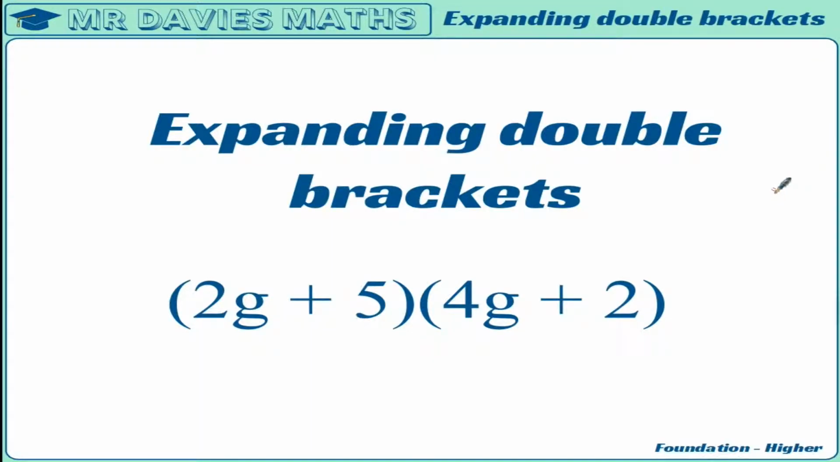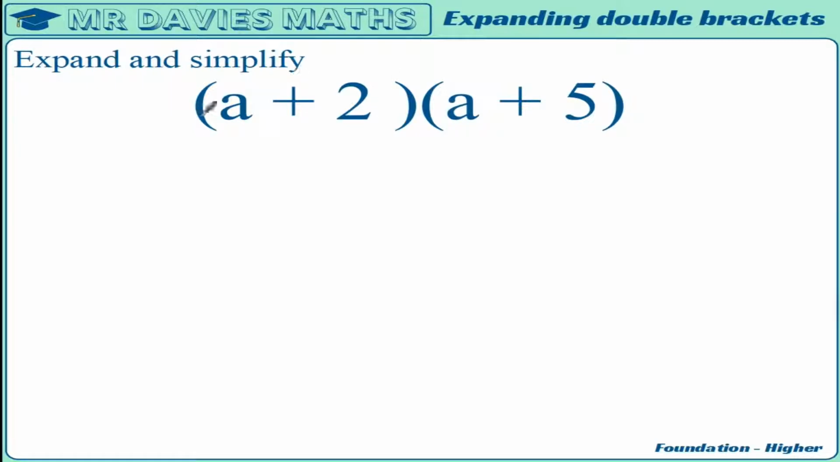Hi, in this video we're going to be looking at expanding double brackets. Here we go. Right, so we've got two brackets here. We've got the first bracket and the second bracket, and because they're touching, it basically means that in between here we've got a little invisible times sign. So we need to multiply both of these things by both of these things.